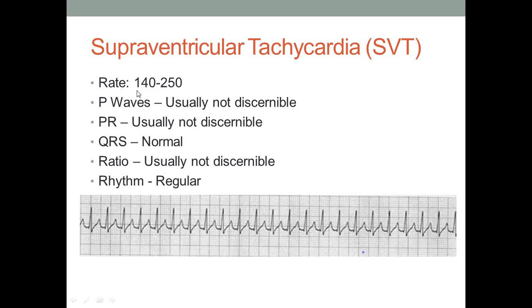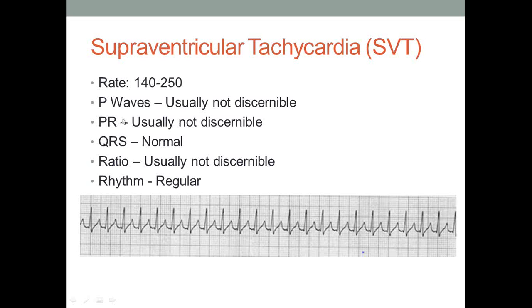So let's start our steps. What is our rate? Well, let's find this QRS complex that falls right on the dark line. So 300, 150. This rate is between 300 and 150. I would call it close to 200, maybe 190-ish. So the rate of an SVT is usually between 140 and 250.